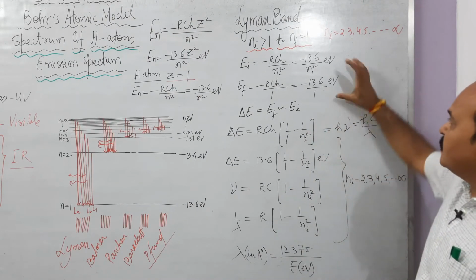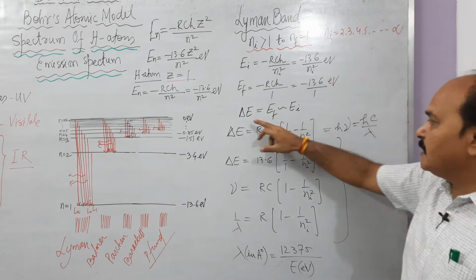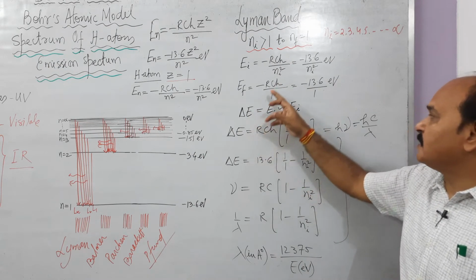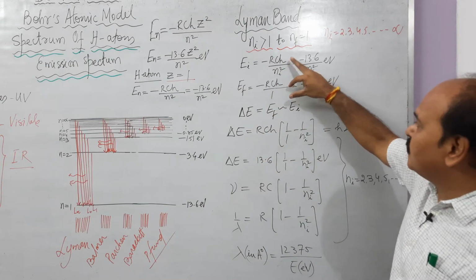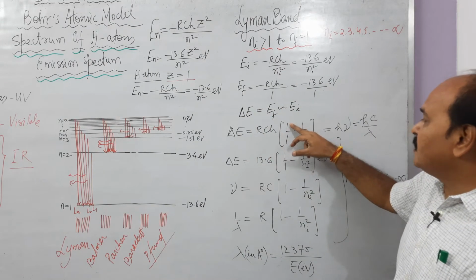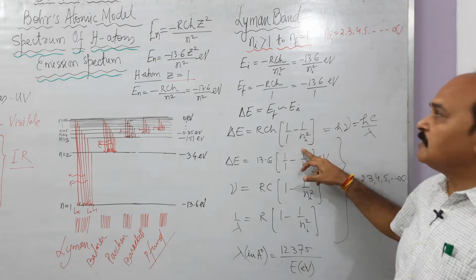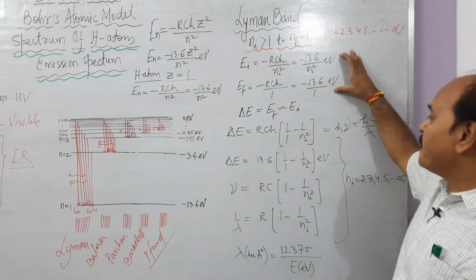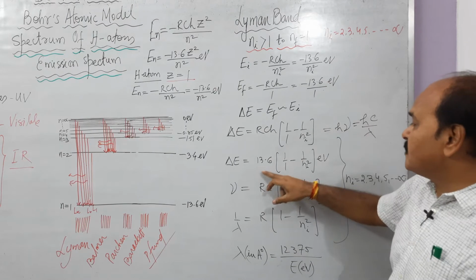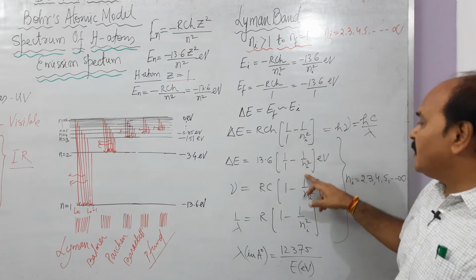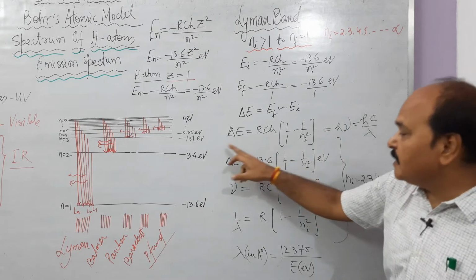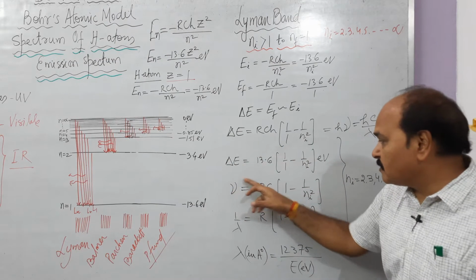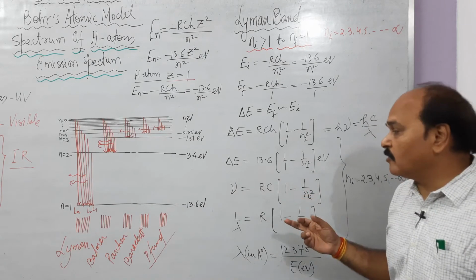What is the difference of the two? The difference of the two is the energy emitted out. If we find the difference of these two, we get RCh times 1 minus 1 upon ni square, or 13.6 times 1 minus 1 upon ni square. So this is the energy of a Lyman photon in general. This is the energy of a Lyman photon in electron volt.